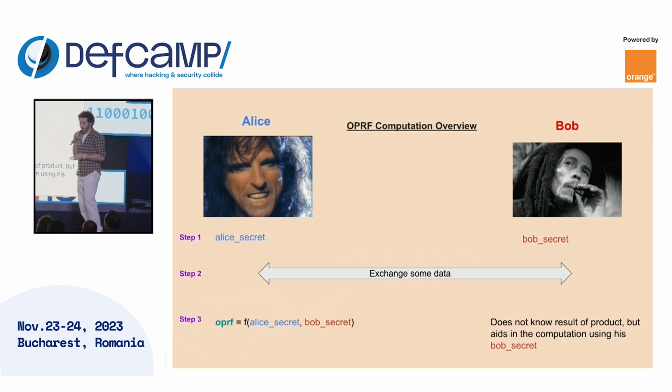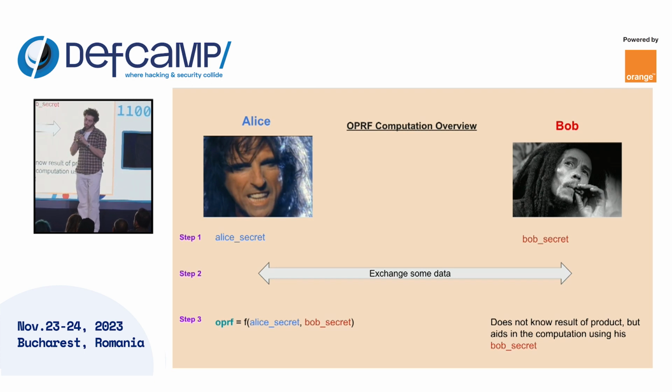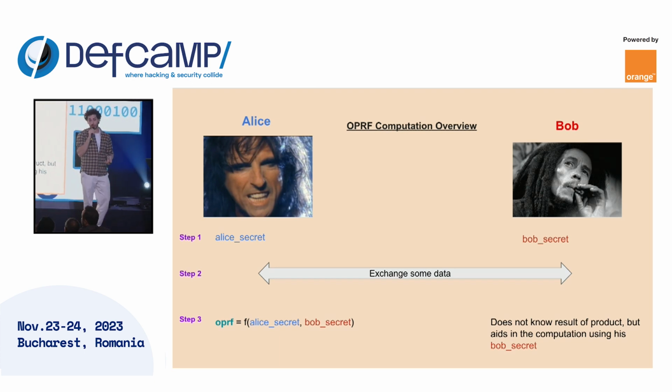So, we'll talk about the OPRF computation overview, and this is basically how it goes. It goes in 3 steps, and as in every good cryptographic primitive that's been standardized, there are libraries to do this. You don't need to roll it yourself, and I'm going to point you to a few libraries in modern programming languages like Go and Rust that you can use to do this in a very straightforward way.